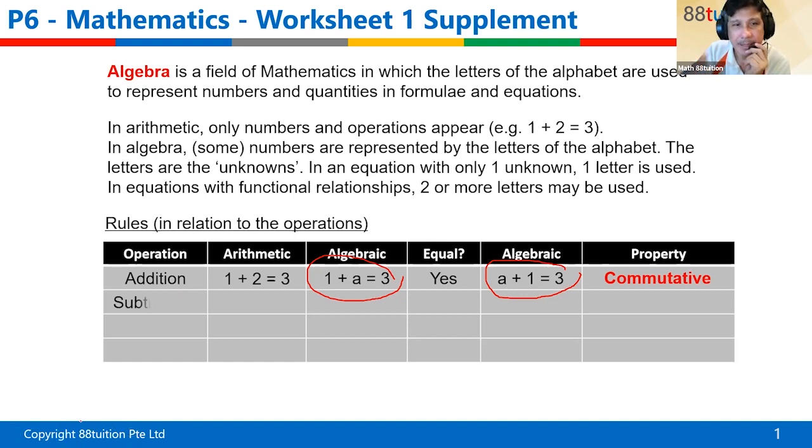But what about subtraction? Let's quickly take a look at subtraction. Now in subtraction, in arithmetic, again, we are just using numbers. So for example, 3 minus 1 equals 2. But in algebra, I can form an equation something like this: 3 minus A equals 2. But what if I were to swap the 3 and the A, and I were to write it as A minus 3 equals 2? Will the value of A be the same for both equations? Will it be the same? Any of you?